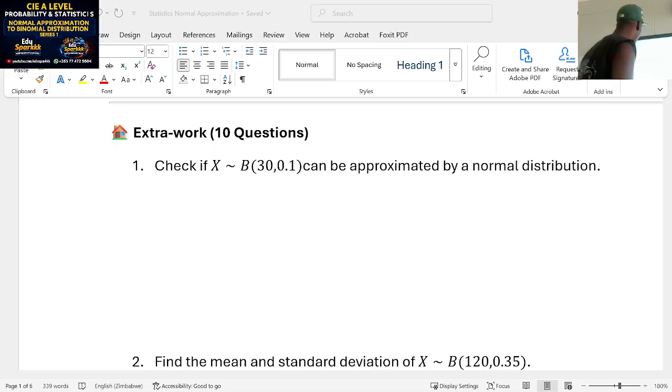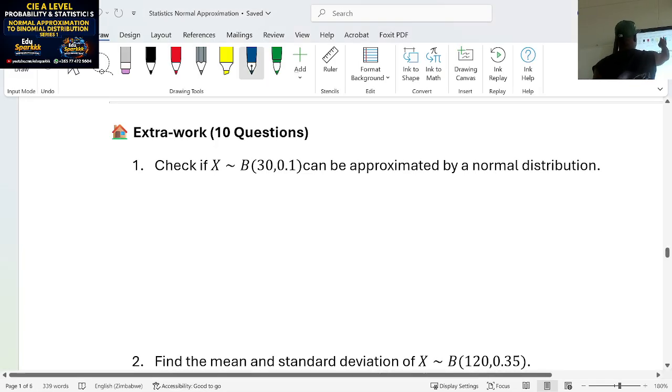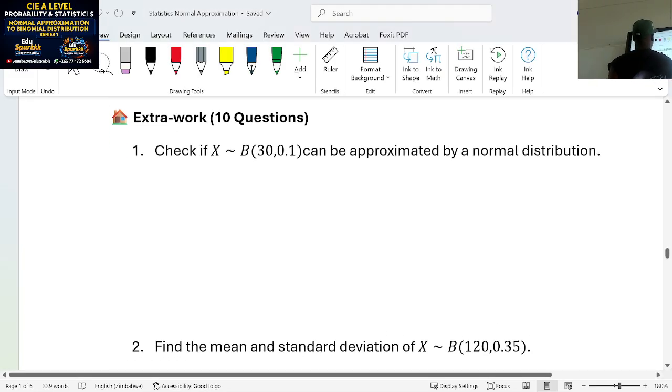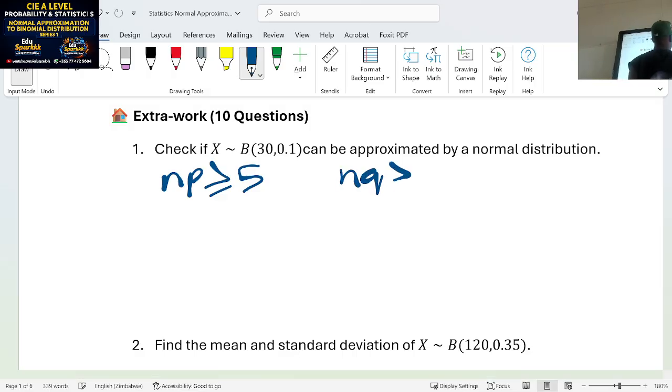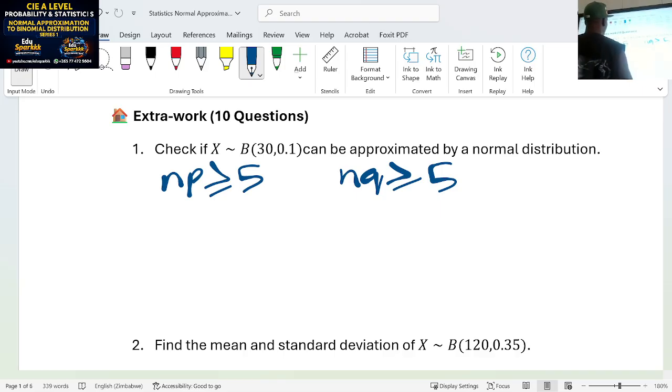The first problem says: check if X, which is binomially distributed with n equal to 30 and p equal to 0.1, can be approximated by a normal distribution. We discussed earlier that if np is greater than or equal to 5 and nq is greater than or equal to 5, then we can use the normal approximation.